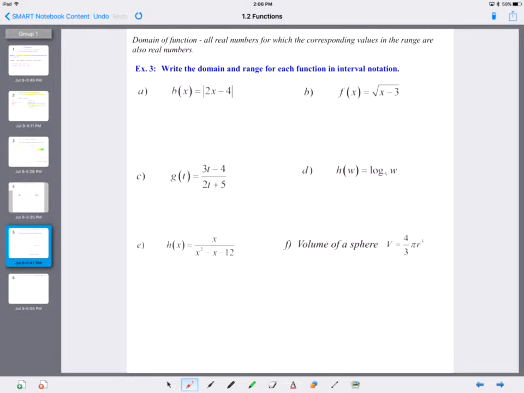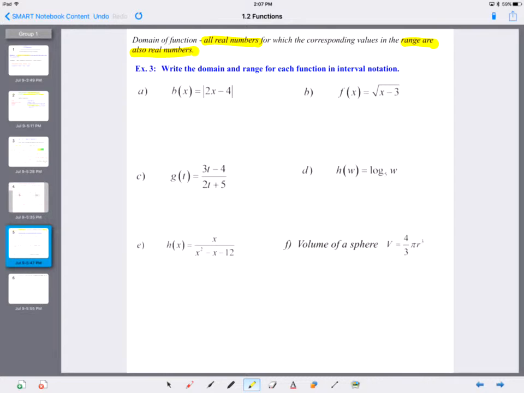just to clarify, domain of a function. When you go to do this, and I want to make sure that I'm specific about what I'm asking for here, the domain is all real numbers. So we're not getting into imaginary and complex in terms of getting the imaginary unit and things like that. We're only talking about real numbers here, for which the corresponding values in the range are also real numbers. So it's not just the values in the domain have to be real, but also the values in the range need to be real numbers as well.